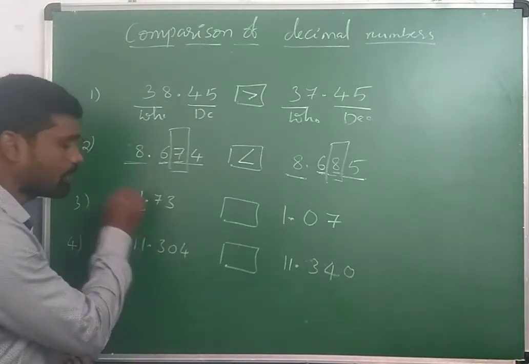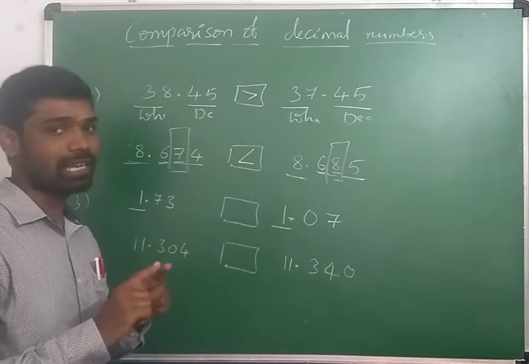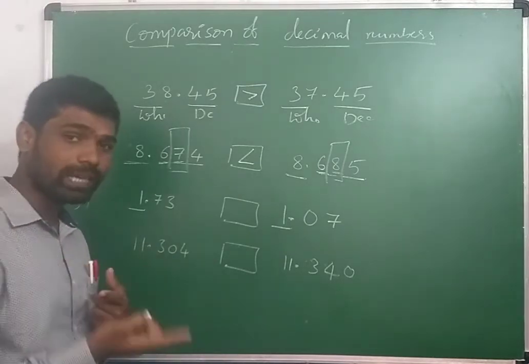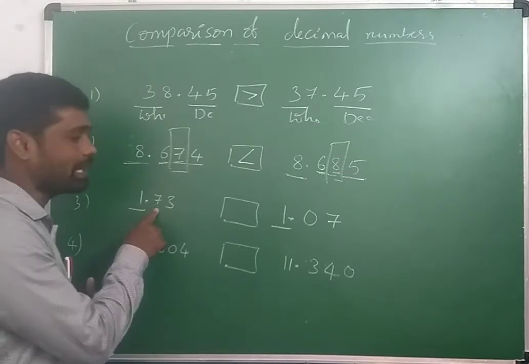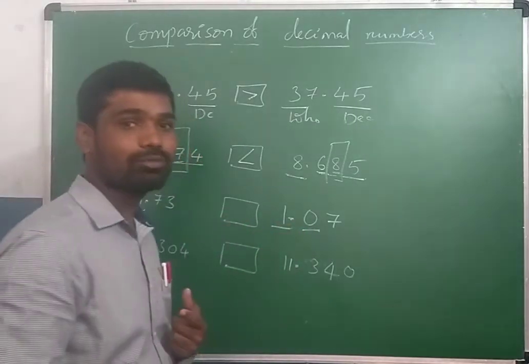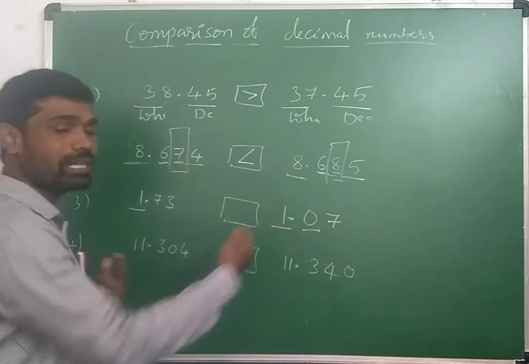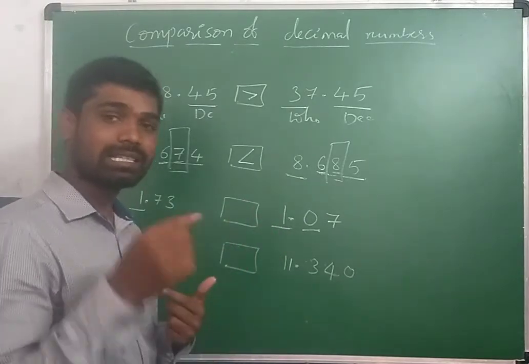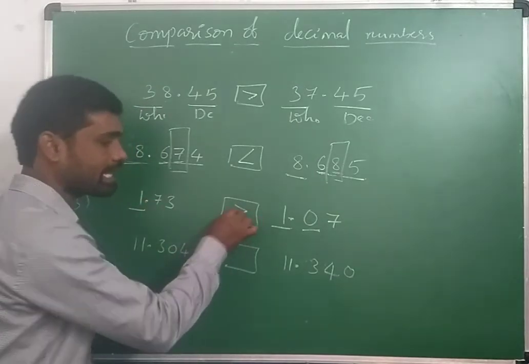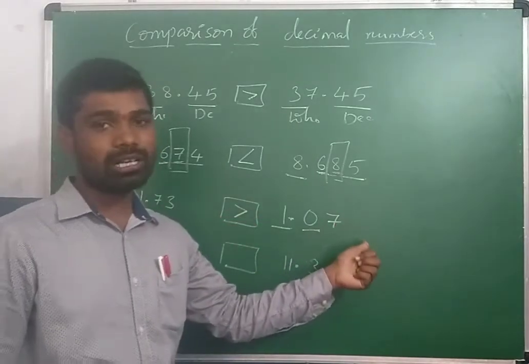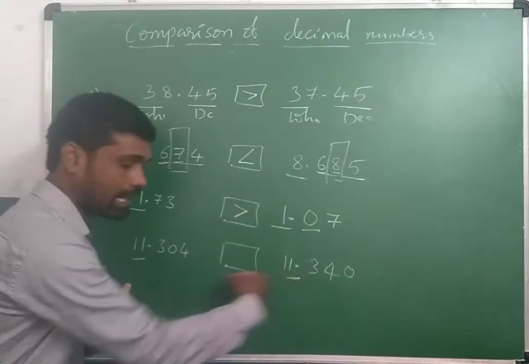Now coming to the third one. Here the whole part is 1, and here also the whole part is 1. Both are equal, so we cannot decide here. Let us go to the decimal parts. Here 7 is in the tenths place. Here, what do we have in the tenths place? 0. Which is greater? 7 is greater. So 1.73 is greater than 1.07.